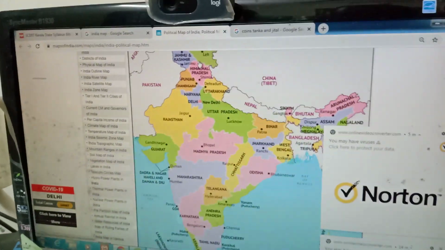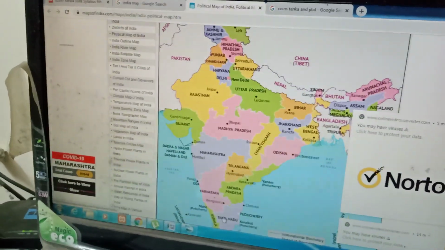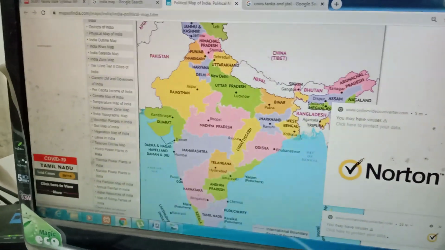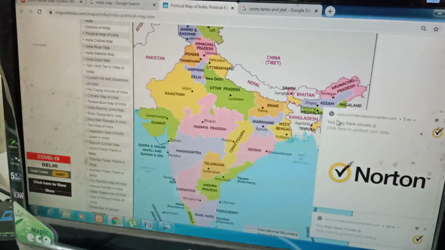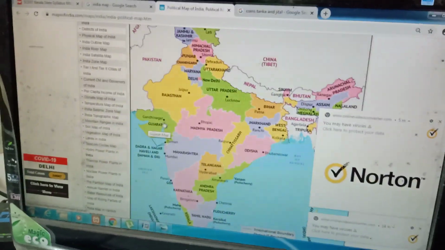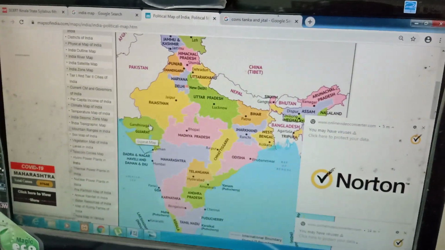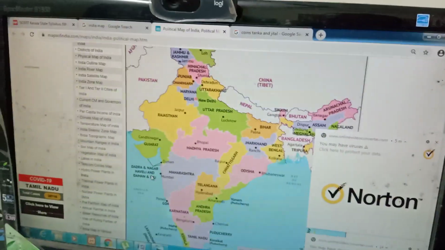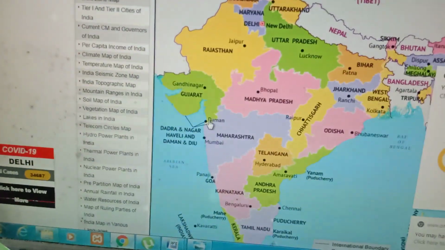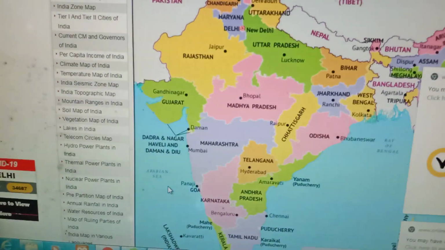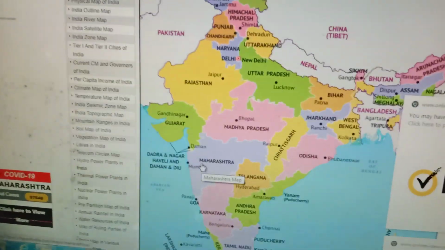The top portion of a map will always be north and the bottom portion will always be south, and the left side will always be west, and the right side will always be east. So you can see here it is on the left-hand side, so it is west. Gujarat is on the west part of India, and there is one sea in the west. Do you know the name of the sea? It is the Arabian Sea, and you can see Gujarat is surrounded by the Arabian Sea.